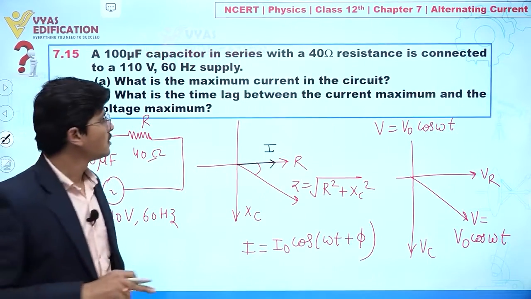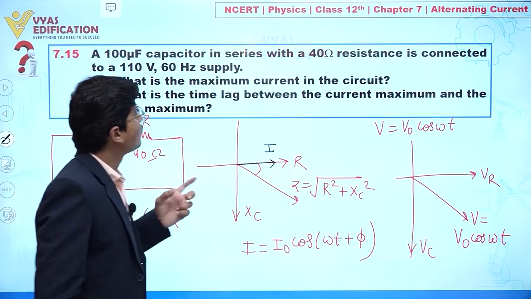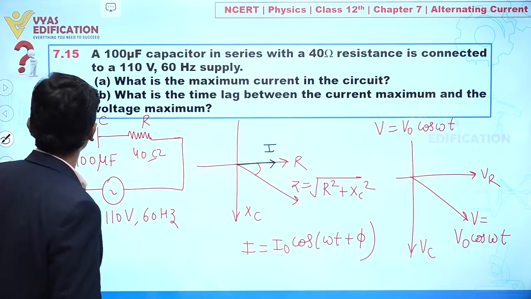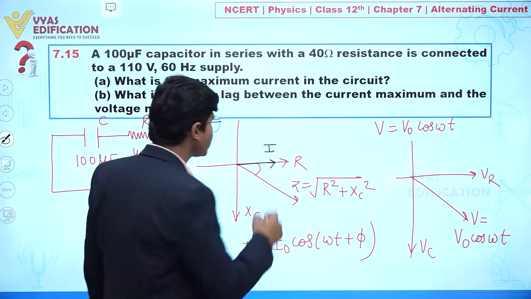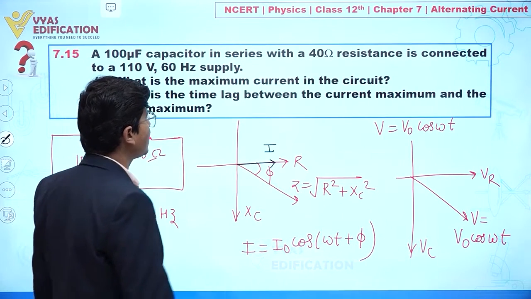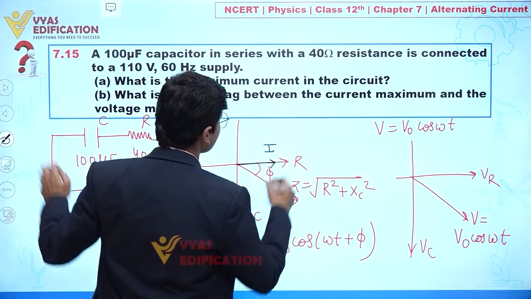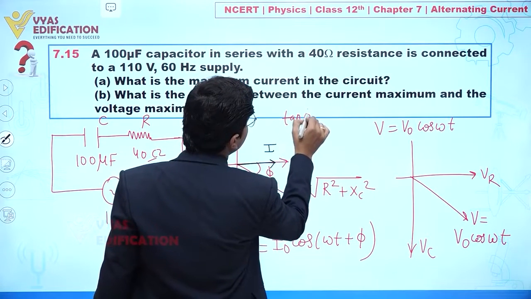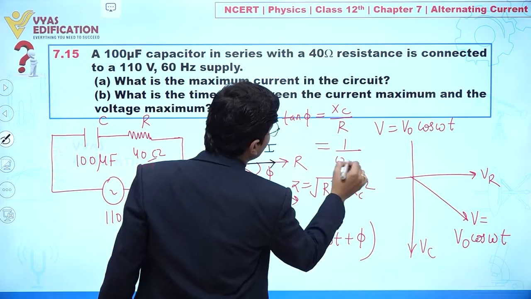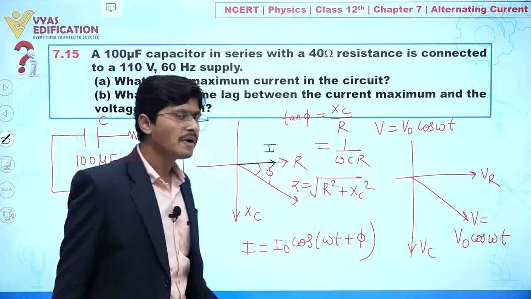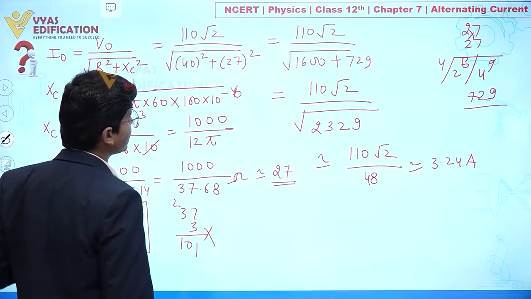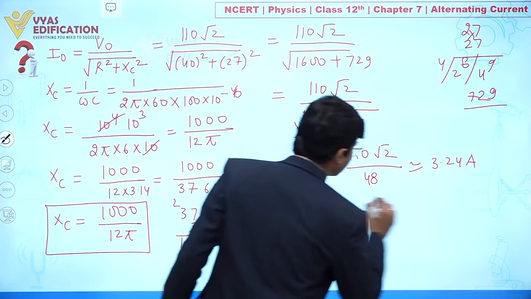Clear? Yes. Now the second part is here: what is the time lag between current maximum and voltage maximum? Clear? So from this impedance triangle, let's suppose this is phi. Can we find the value of tan phi? Yes. So directly we can say tan phi is given by XC by R, or we can say this is equal to 1 upon omega C R. If I place the value of omega C and R, we can get the value of tan phi.